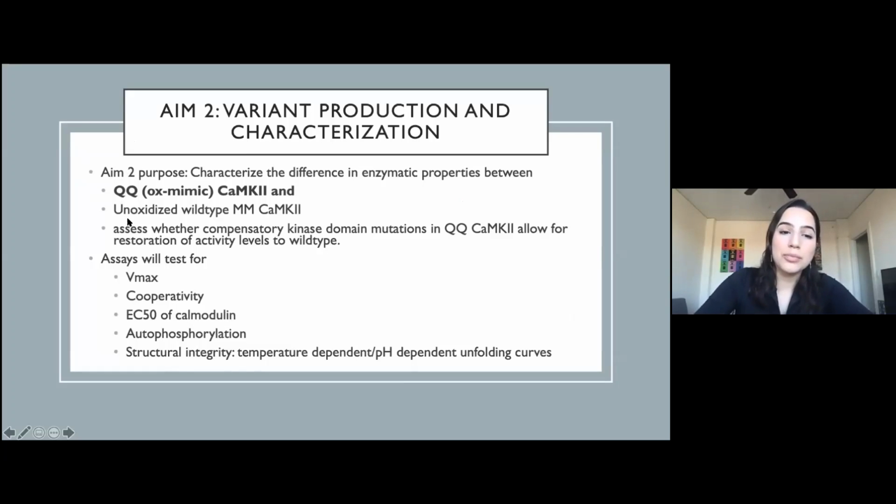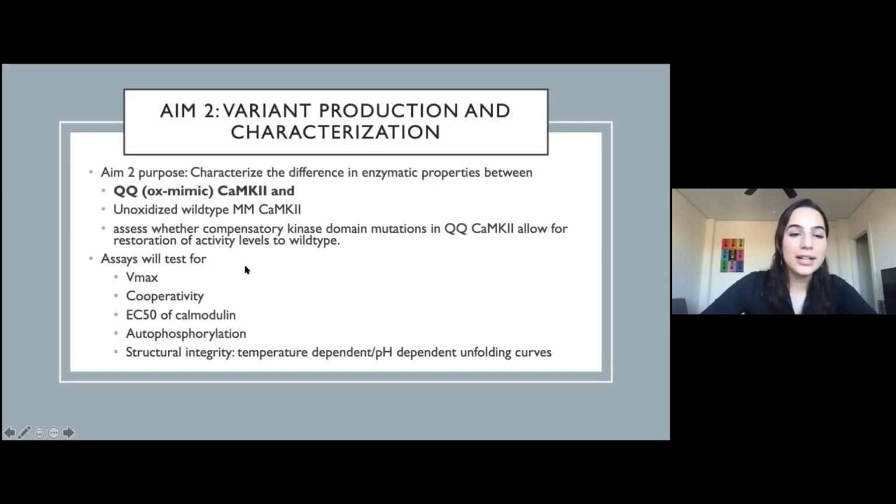So again, we mutated the CaMKII methionine residues to glutamine because it has been shown to be a good model to mimic oxidation. And we assessed the potential mechanisms by which kinase domain mutations could allow for restoration of activity. That hasn't been done yet because, again, COVID cut everything short, but we hope to do that in the future.